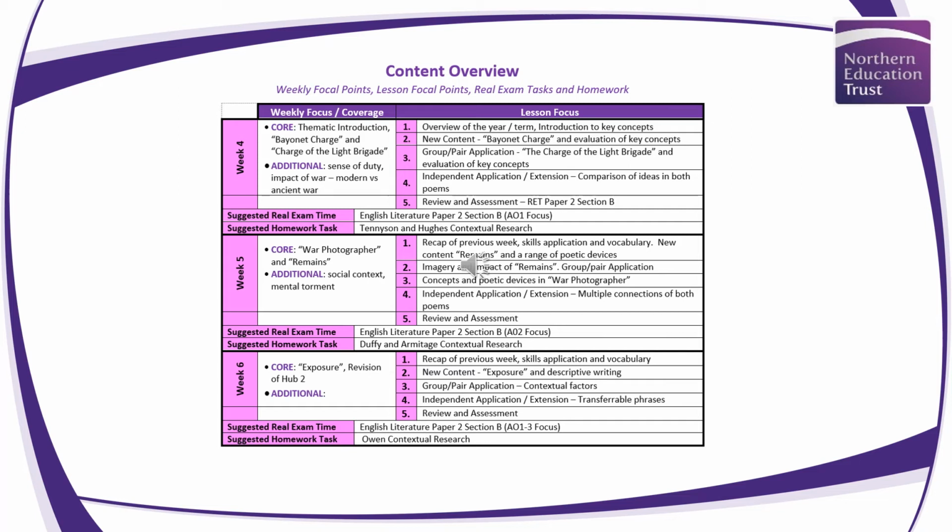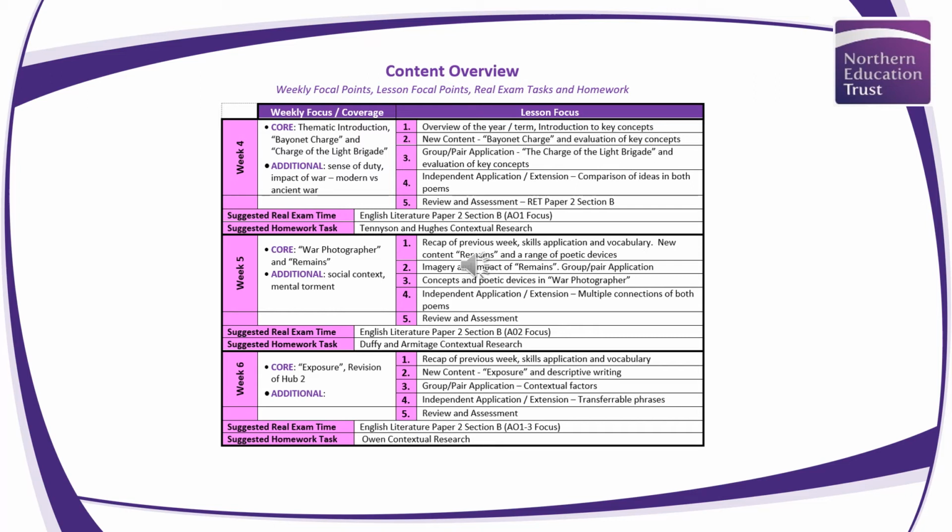Looking at the content overview, this gives you a weekly focus of what's expected to be covered within that particular week. So it'll give you an opportunity to see where you're beginning at the start of that week and what you want your students to achieve at the end of the week. So for example, if we were looking at week 5, we're looking at war photographer and remains, the social context and the mental torment.